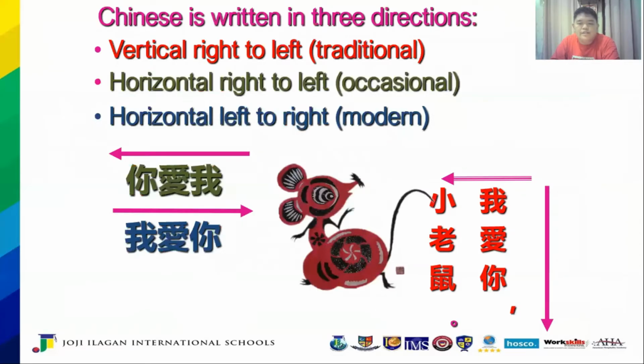Okay, so how to write Chinese? Traditionally, you write Chinese from top to bottom, right to left, as you can see on the right side here. And horizontally from right to left is an occasional form of writing Chinese. But in modern times, you write Chinese from left to right, which is still valid, but traditionally, it's written from right to left.